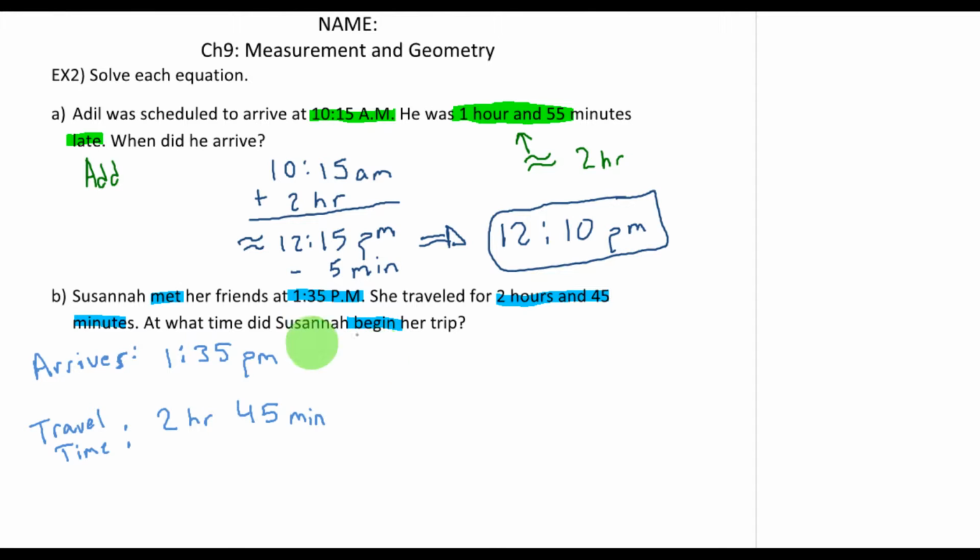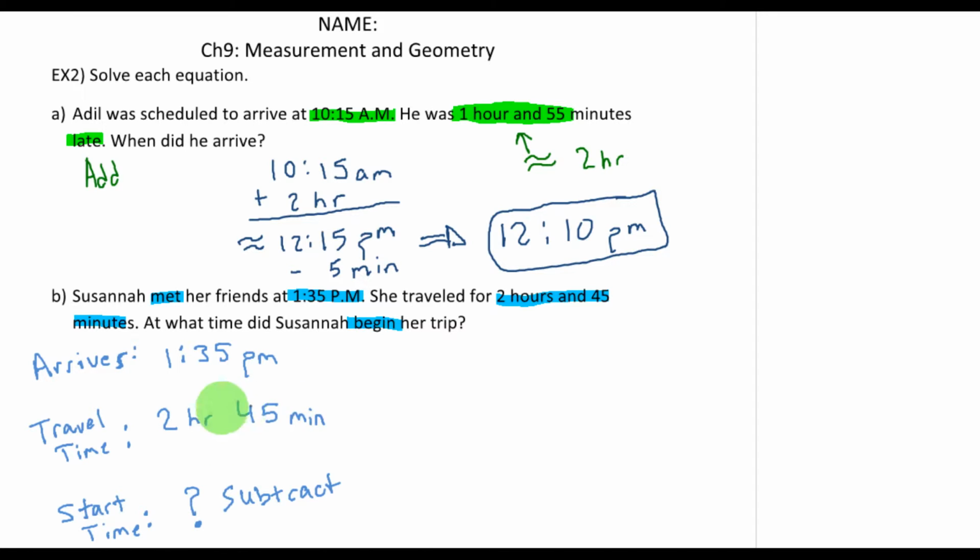And finally, what time did she start? So her starting time. Well, we don't know what her starting time is. That's what we're trying to figure out, so I'm going to put a question mark there. So let's think here. We know her arrival time, we know her travel time. If we subtract her travel time from her arrival time, we'll get her starting time. So let's just write down that we're going to subtract to find out what time she left.